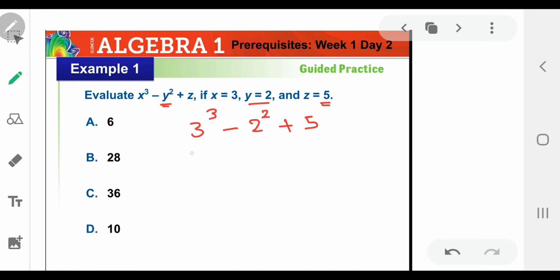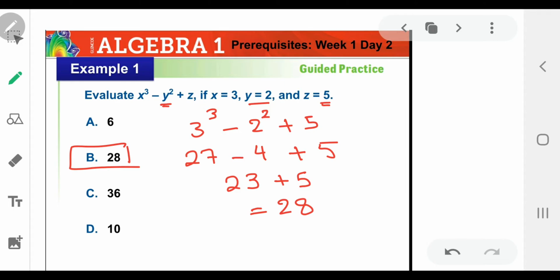3 times 3 times 3, which is 27, minus 2 squared, which is 2 times 2, 4, plus 5. I have subtraction and addition both in the same level, but I have to go from left to right. 27 minus 4 is 23, plus 5, it is 28. So this is the answer. Hopefully you did it correctly.